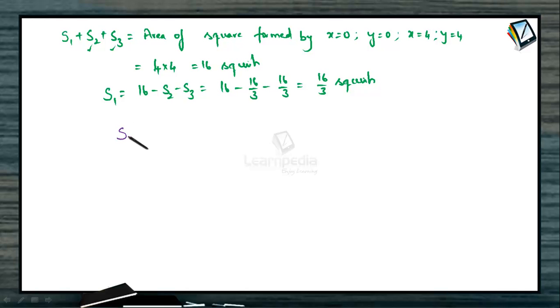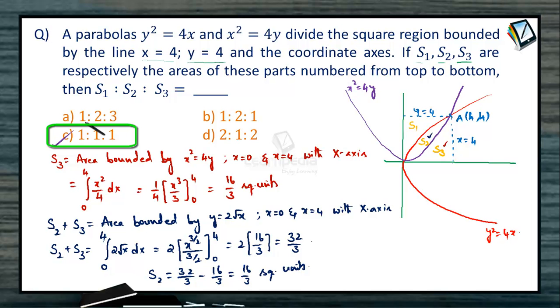So our requirement is now S1 is to S2 is to S3, that is 16 by 3 is to 16 by 3 is to 16 by 3, or in turn it is 1 is to 1 is to 1. Let's verify which option suits the value which we got. Yes, option C, which says the required area is 1 is to 1 is to 1.